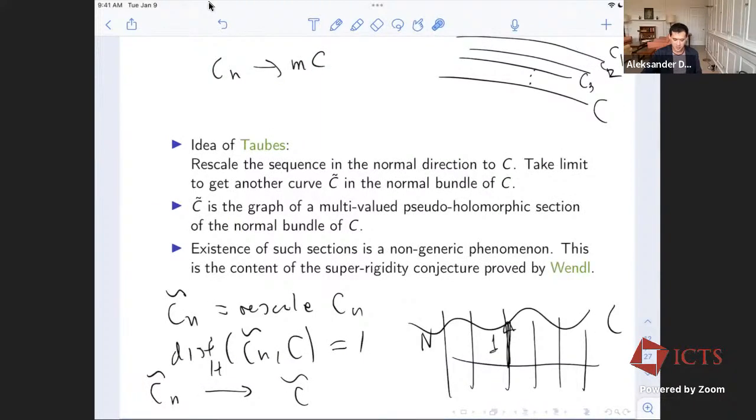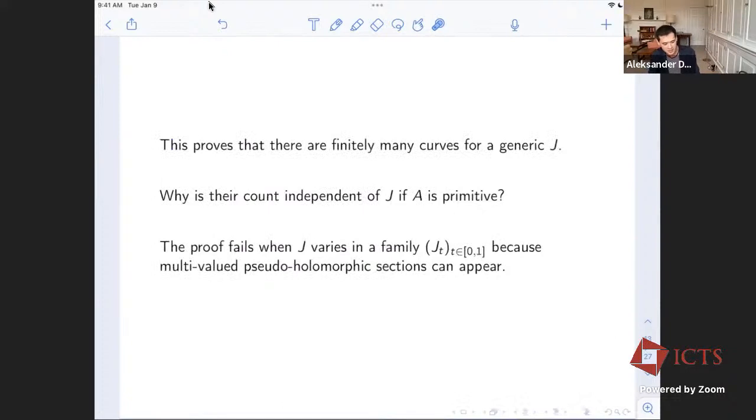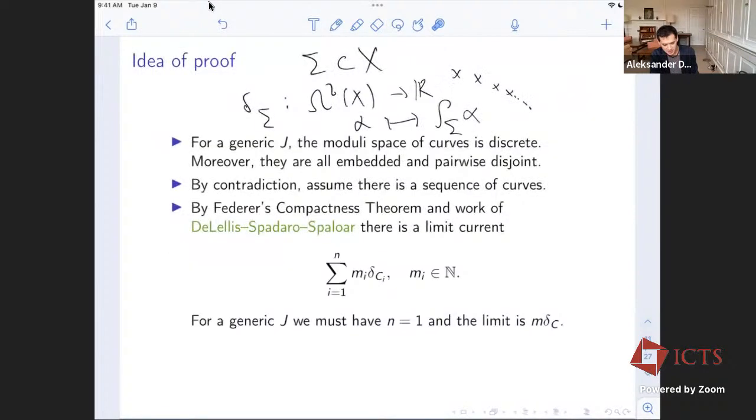Okay. So this is how you prove part A, that there are finitely many curves for a generic J, no matter what genus. Now I just want to say why the count is independent of J. You could understand it by looking at the proof that I was discussing. So when does the proof fail?